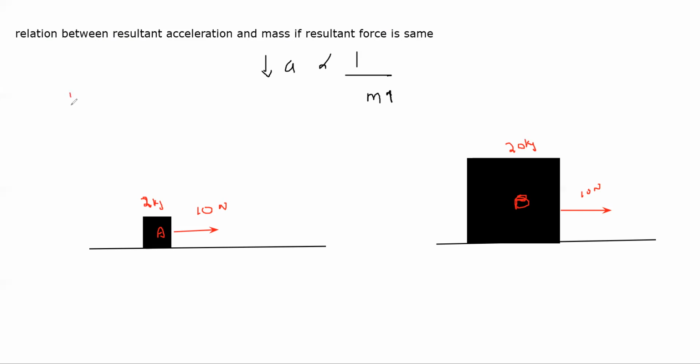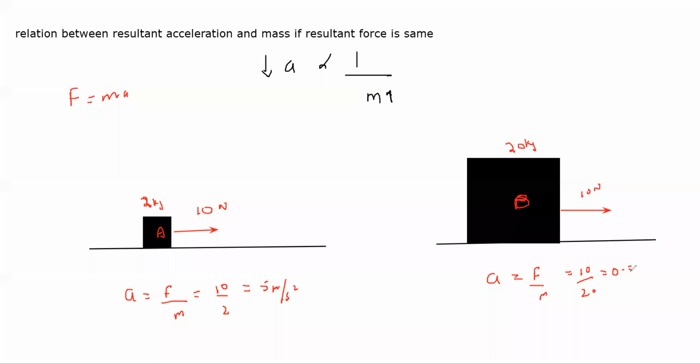So you can find it, you have the formula F is equal to ma. So a is equal to F divided by m. Resultant force was 10 and mass is 2, so the acceleration for this object is 5 meter per second square. For this object, acceleration is F divided by m, so force is 10 and mass is 20, which is equal to 0.5 meter per second square. So you can see here, the object which is lighter has greater acceleration as compared to the heavy object.